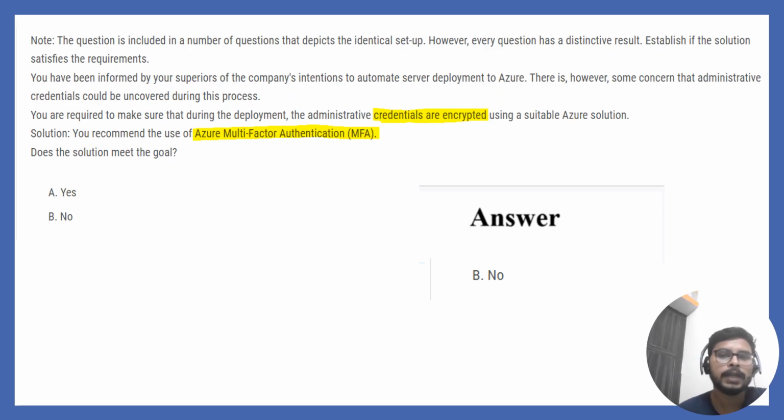No. And the next question they have: you have been informed by your supervisor of the company's intentions to automate server deployment to Azure. In this case as well, they are doing some kind of deployment, and your administrative credentials need to be encrypted during that deployment. So now the recommended solution for this is Azure Multi-Factor Authentication. They are asking, will this meet the goal? No, it will again not meet the goal.